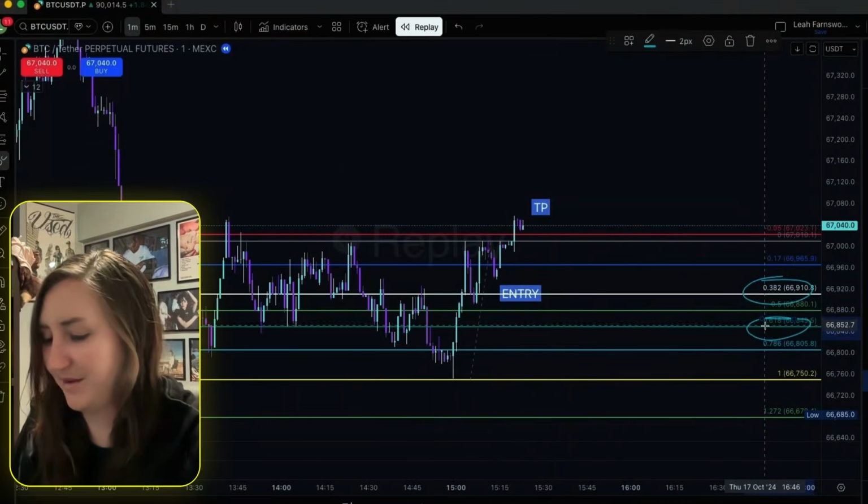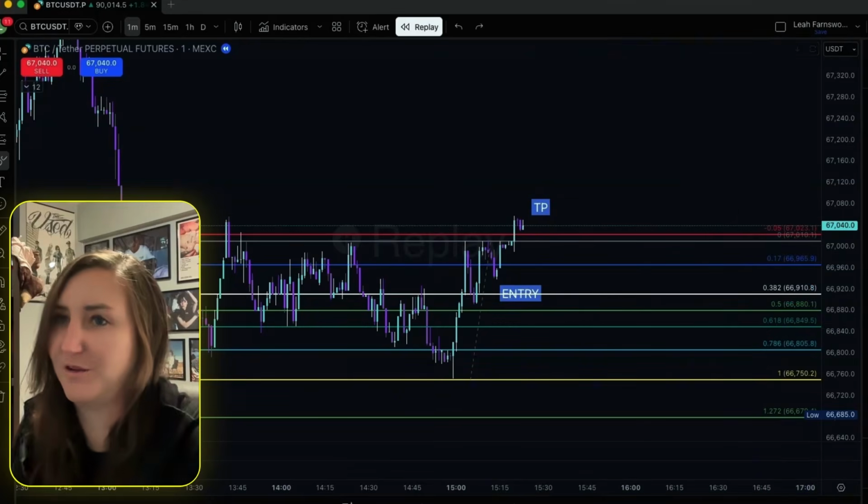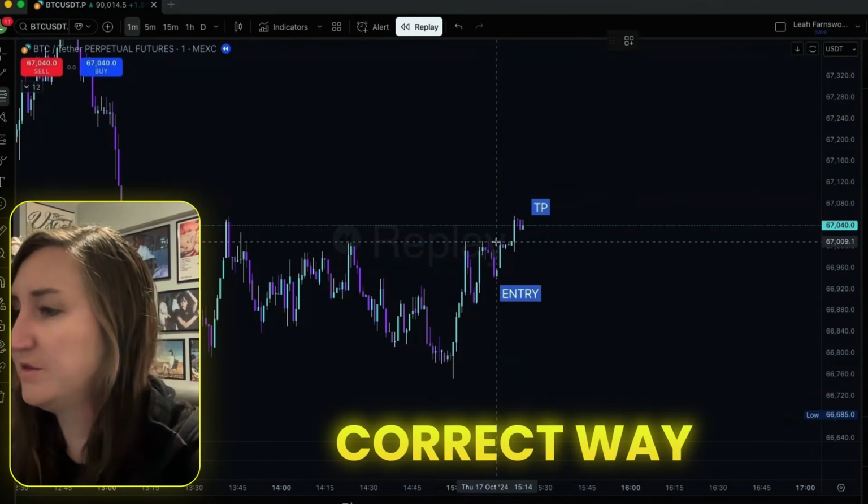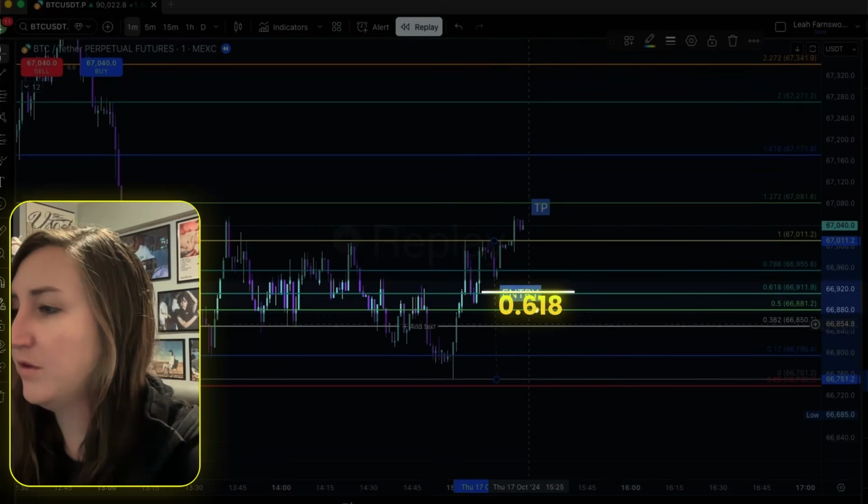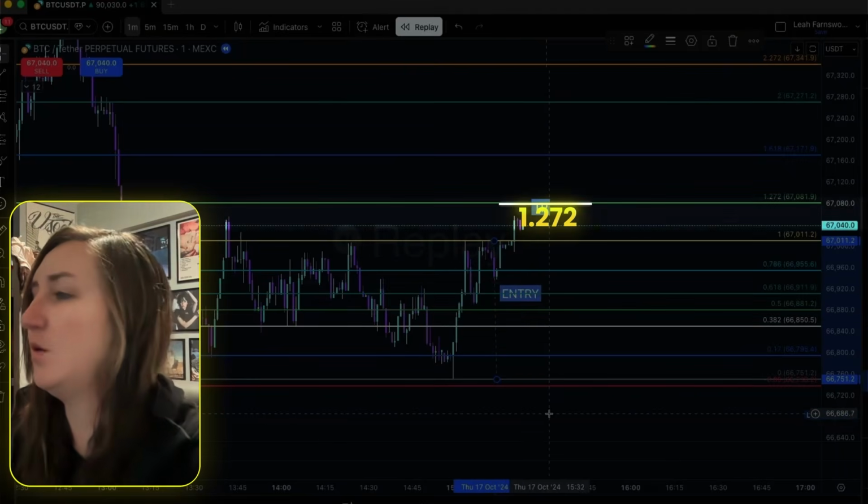I don't know why people get so fussy about this in the comments. You're just flipping 0.382 and 0.618 to draw the Fib the correct way. Back to my way, so I can see my take profit level: 0.618 for entry, TP at 1.272.